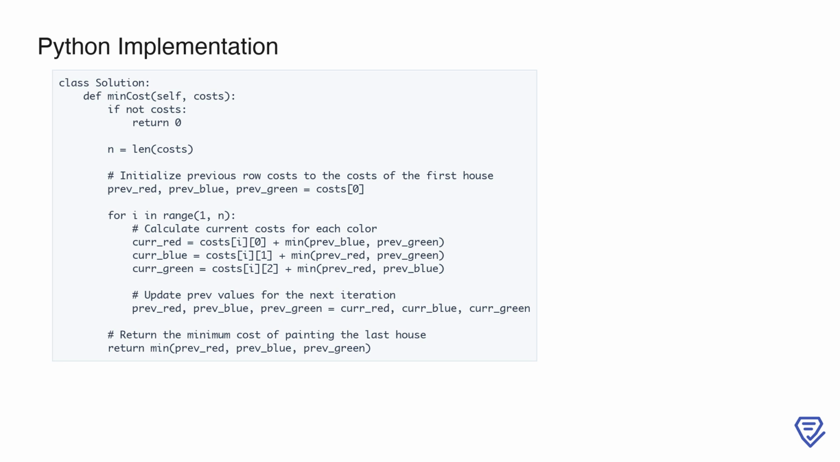5. Result. After processing all houses, the minimum of prev_red, prev_blue, and prev_green gives the minimum total cost to paint all houses while adhering to the constraints. This approach is highly efficient with a time complexity of O(n), where n is the number of houses, and a space complexity of O(1) due to the rolling array optimization.